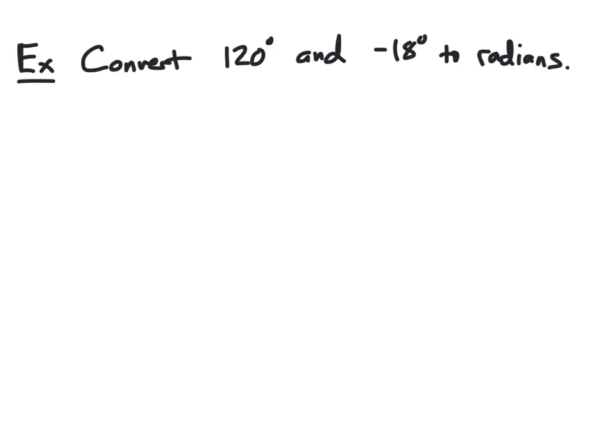In this example, we want to convert 120 degrees and negative 18 degrees to radians. For each of these, we're just going to use the conversion factor that we just discussed. For 120 degrees, to convert that to radians, we're going to multiply that by pi over 180. 120 over 180 will simplify as 2/3, and so this will be 2 pi over 3 when simplified. So 120 degrees in radians would be 2 pi over 3.